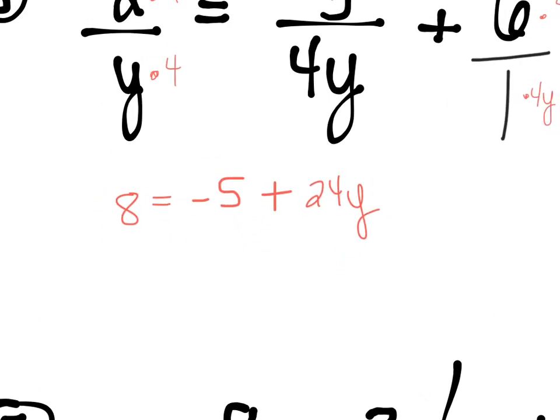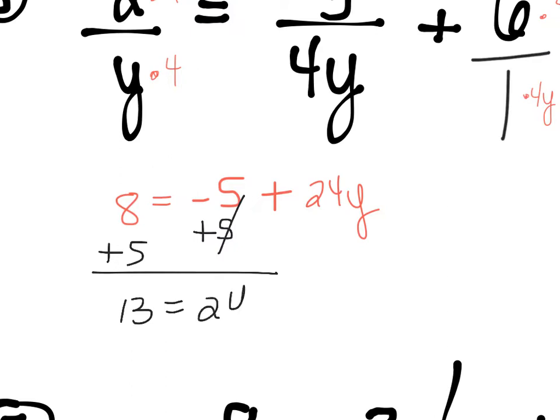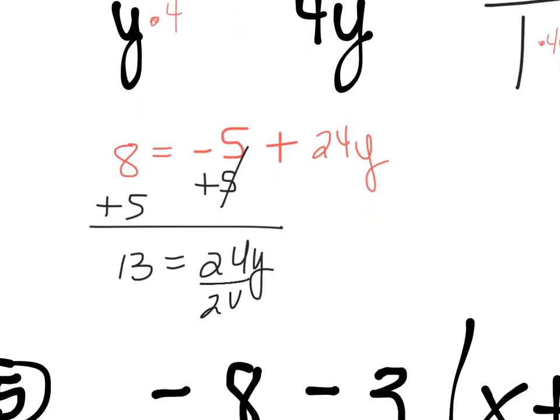So if I go to solve this, what do I do? Add 5 to both sides. Good. So I have 13 equals 24y. Now what? Divide by 24. Good. Now, when you write your answers, guys, always see if you can simplify.